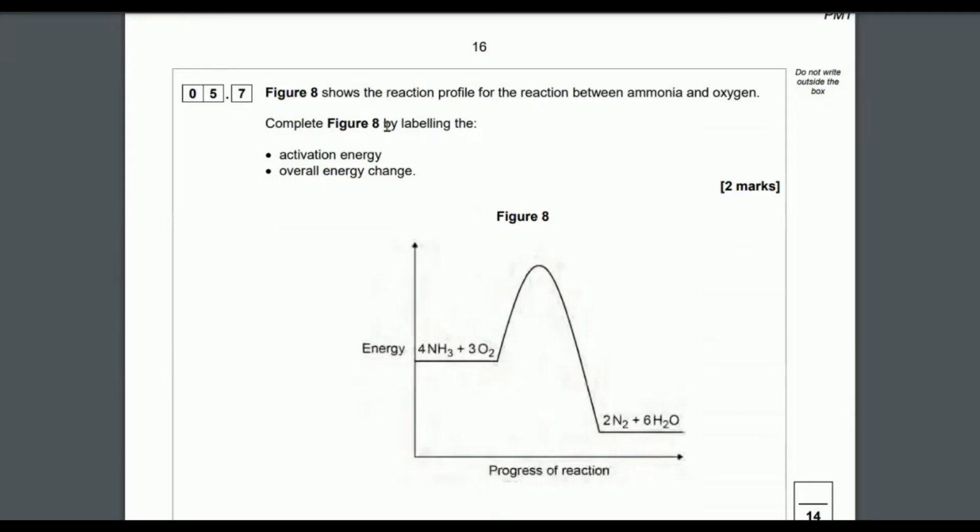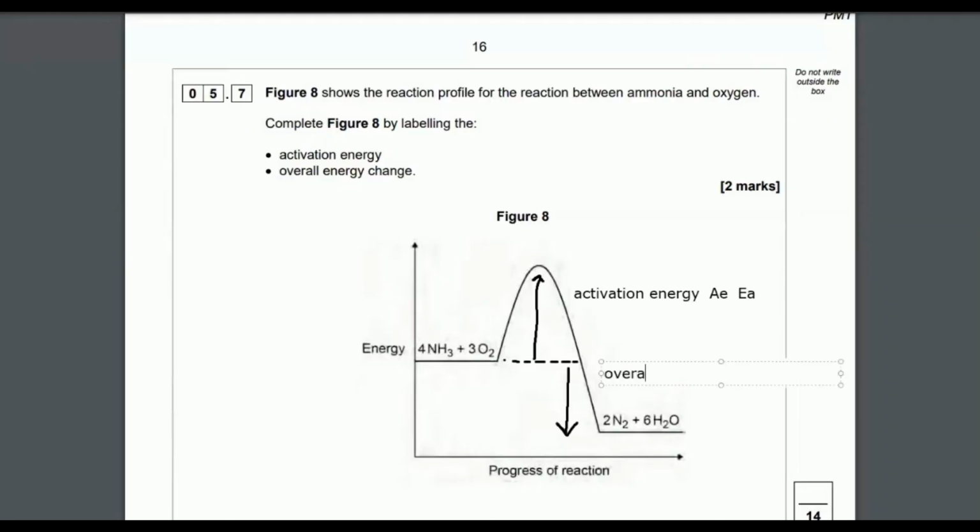5.7. Figure 8 shows the reaction profile for the reaction between ammonia and oxygen. Complete figure 8 by labeling the activation energy and the overall energy change. So first of all, we have this camel's hump here. This is always the activation energy, and you draw an arrow going up, and you can label it activation energy or capital AE or EA for energy of activation. And that's the energy you put in, the minimum energy required to break bonds.